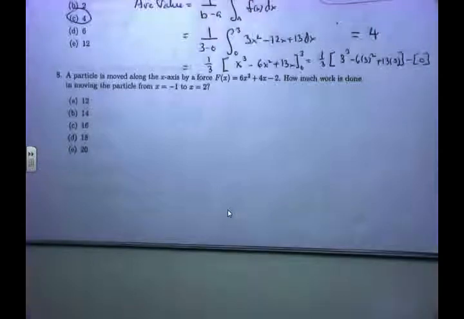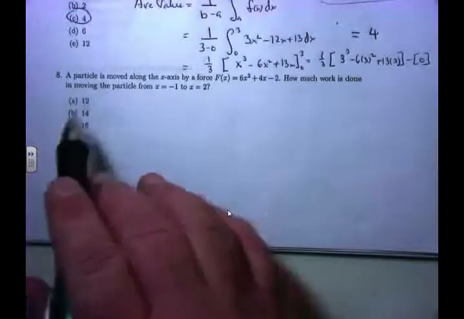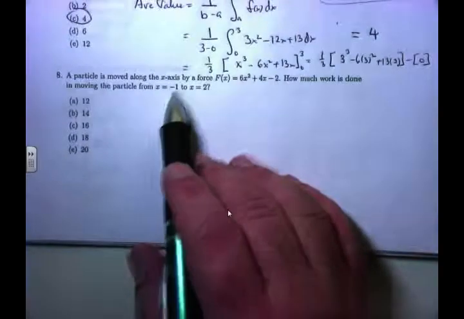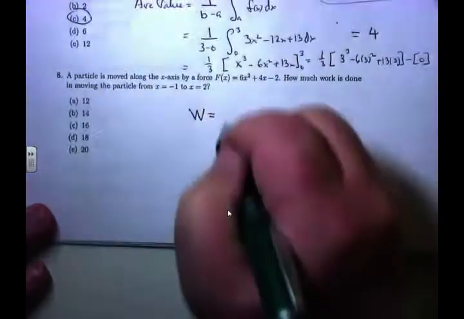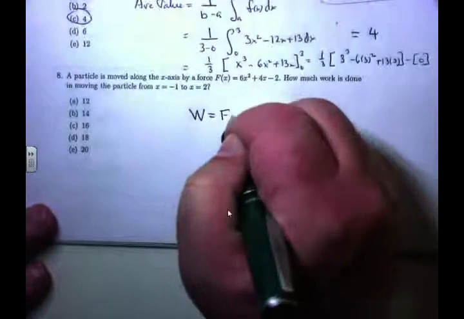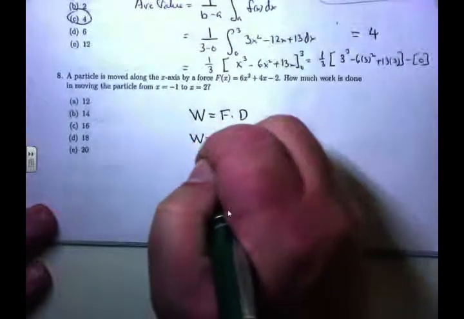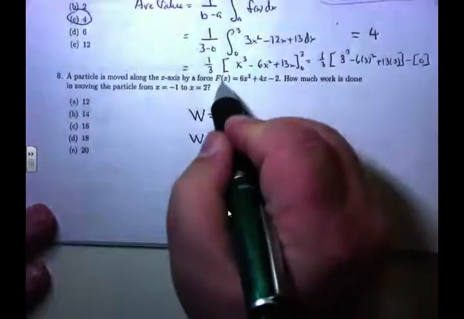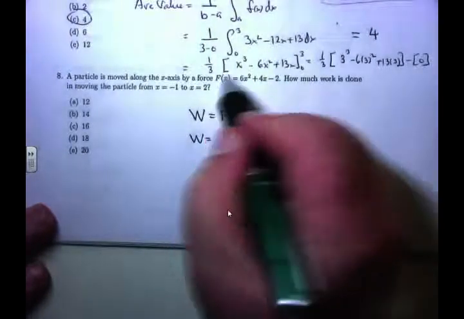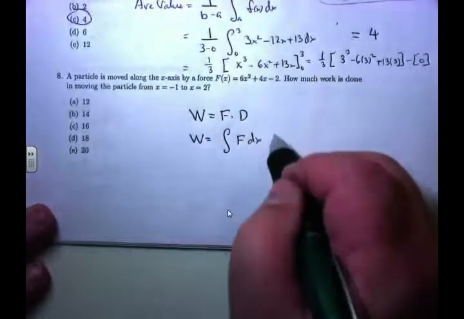Is this one. A particle moves along the x-axis by a force of 6x squared plus 4x minus 2. How much work is done in moving the particle from x is negative 1 to x is 2? One of the basic formulas for work is this. Work is equal to force times distance. That's one of them. And the other one, work is equal to the integral of force dx.